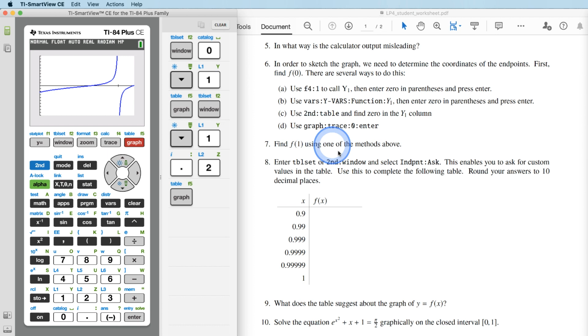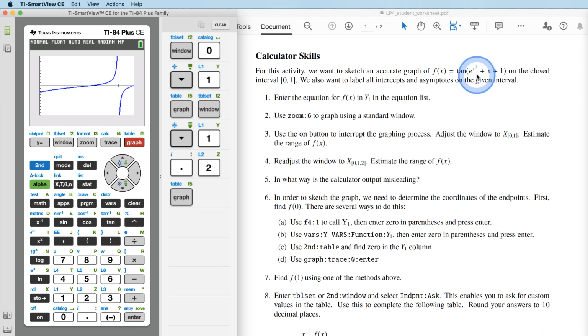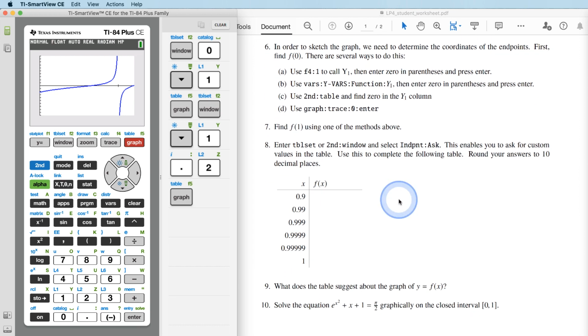Okay, number 6 on our activity sheet. In order to sketch the graph, we need to determine the coordinates of the endpoints, because remember, if I go back up top, we are only interested in sketching this graph on the interval from 0 to 1. That's the goal of this activity. On your paper, I want you to be able to sketch f of x from 0 to 1. So in order to sketch that graph, we need to determine the coordinates of the endpoints.